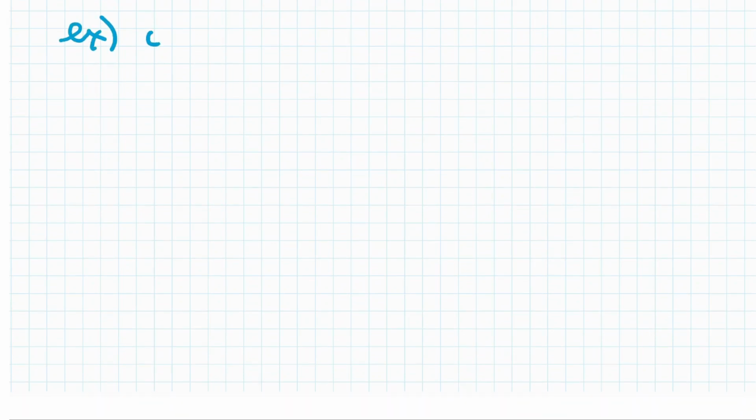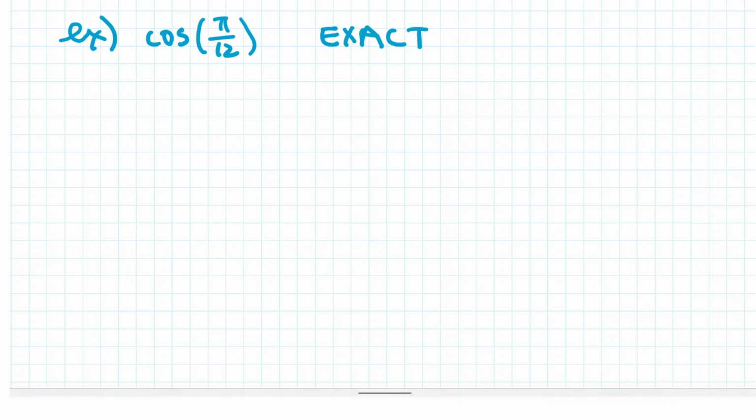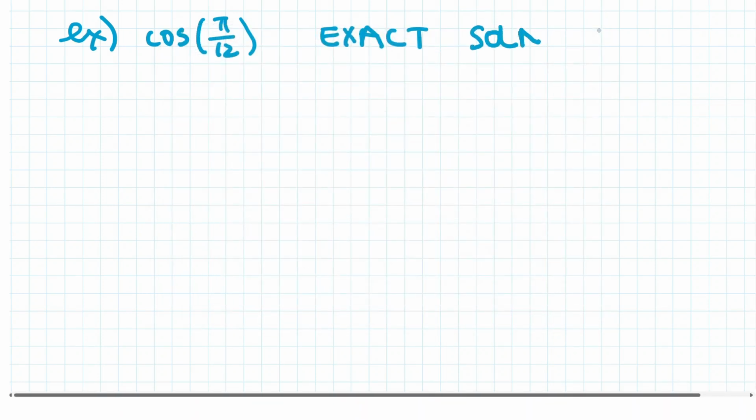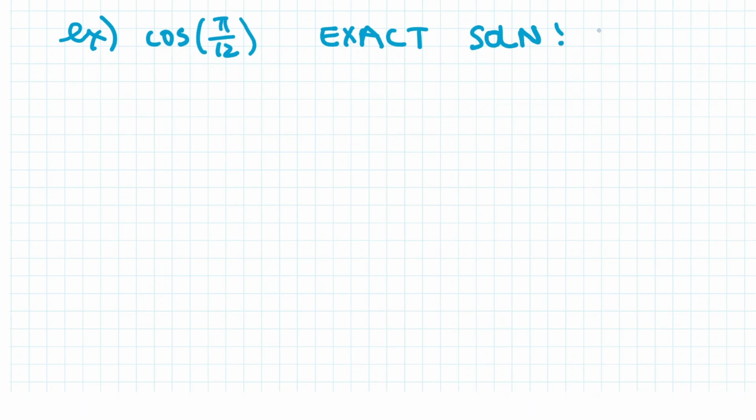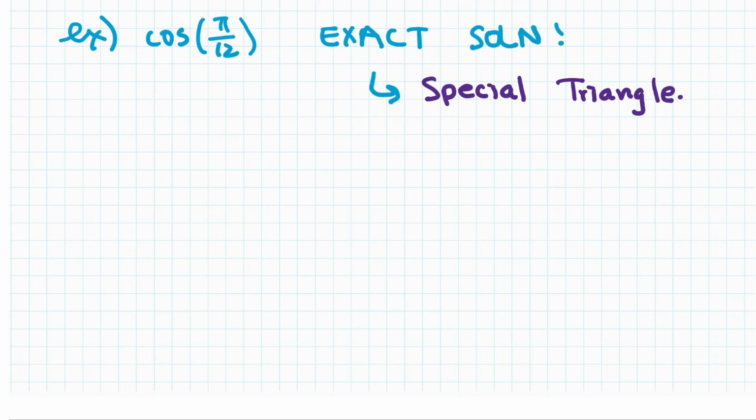So our example today is we have cos of pi over 12. And we want to find an exact solution to this problem. So we want our exact solution. And what does it mean when we have exact solutions? I mentioned this a few times, but exact solution, that's hinting that you need to use a special triangle. And I have a few videos on special triangles, so be sure to check those out.